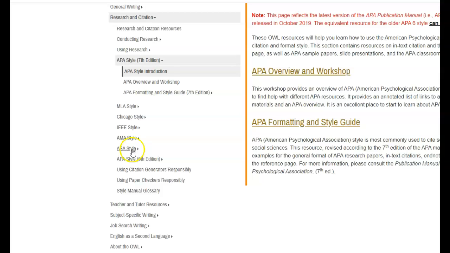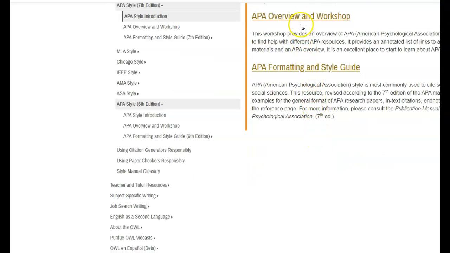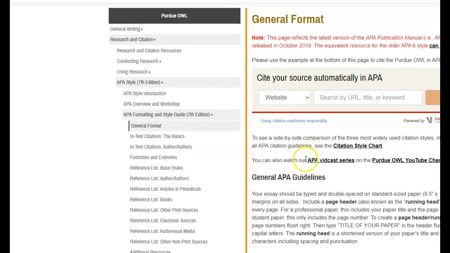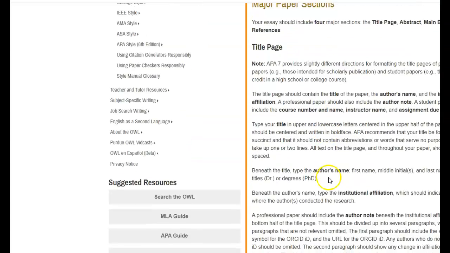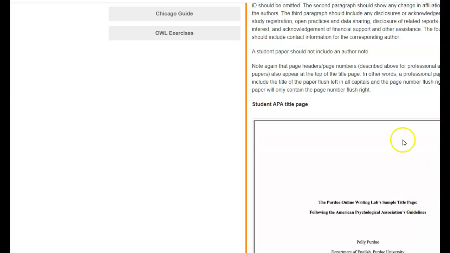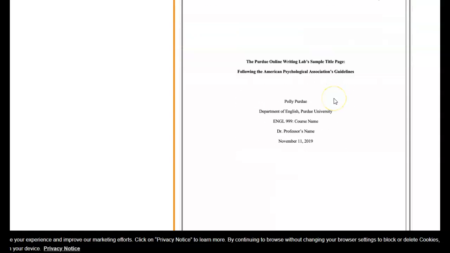And then the other thing is also keep in mind that this website here, Purdue OWL, provides you the ability to take a look at an actual APA paper to compare and contrast what you currently have. It also gives you specific information regarding citations and those types of things. And so I might take a couple of minutes to take a look at this.